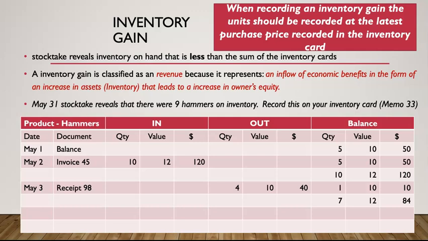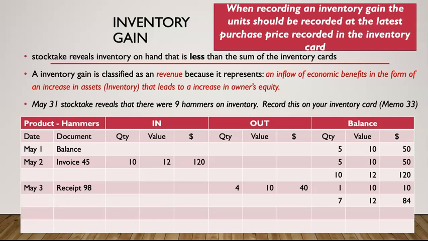Same inventory card, but this time we think we have 8, but we discover we have 9. Which one do we assume, what cost price do we assume has been found? We again have a rule. When recording inventory gain, the unit should be recorded at the latest purchase price. So what was the latest purchase price that we bought our goods for?